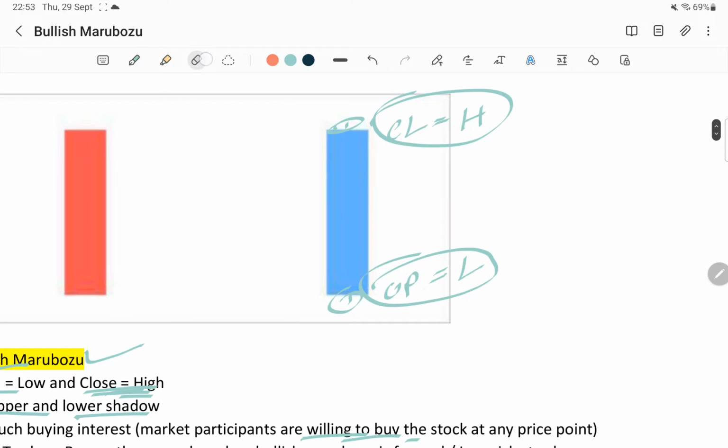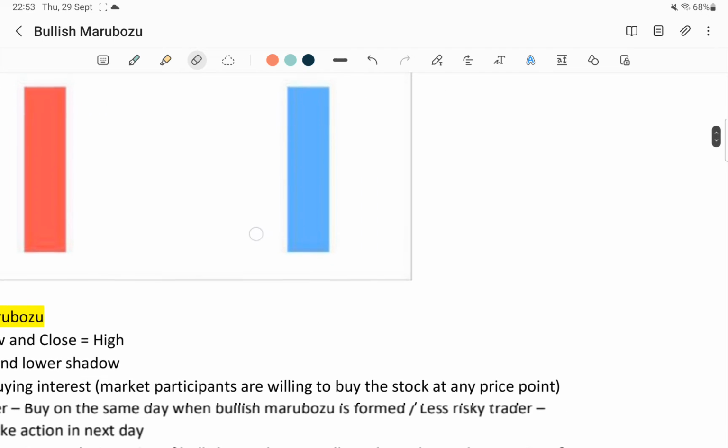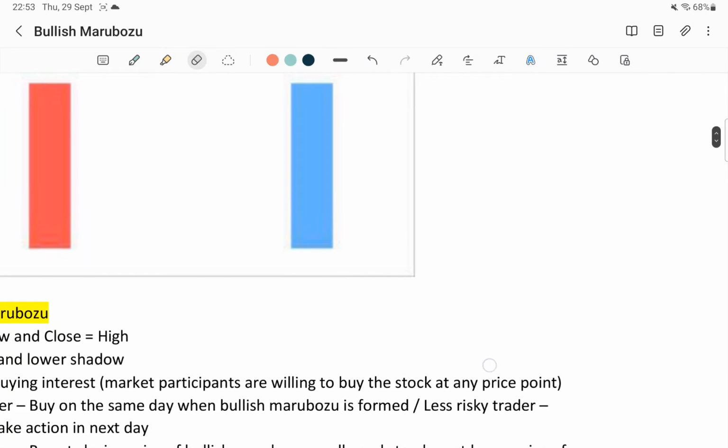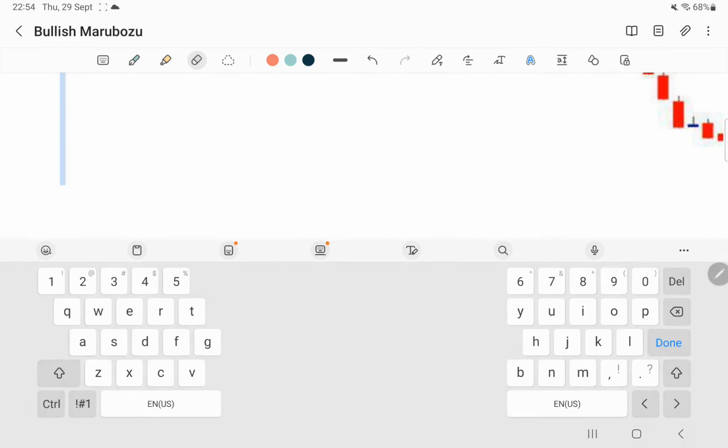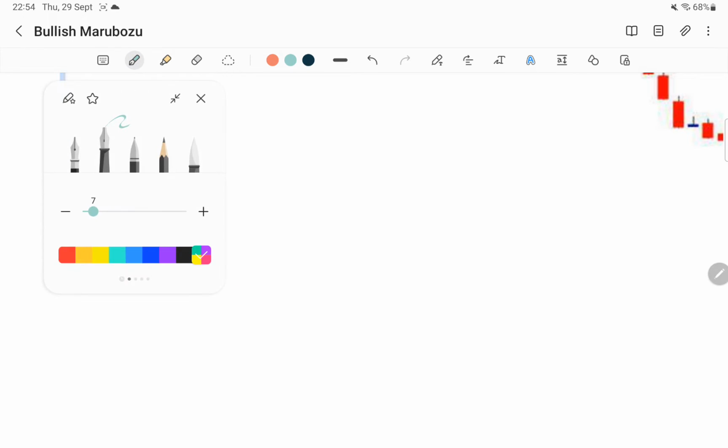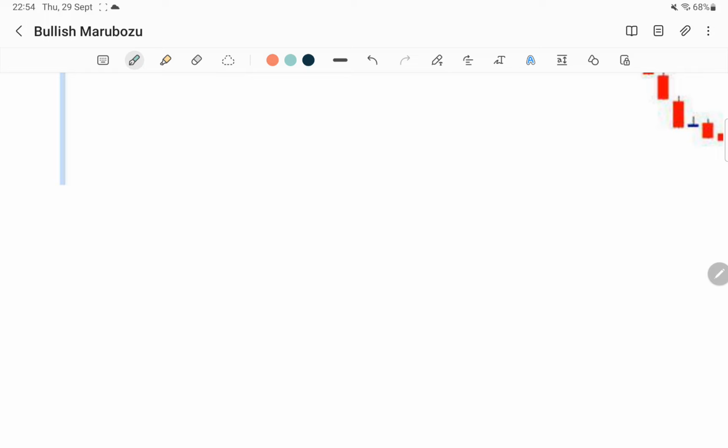Let's understand this by drawing this particular candlestick, the Bullish Marubozu. How is the candlestick drawn? Take the example: a stock starts trading at around, in this particular range, 60 rupees. Now what is happening is that a lot of buying interest is coming. 100 people have started buying this stock at 60 rupees because they are very bullish.